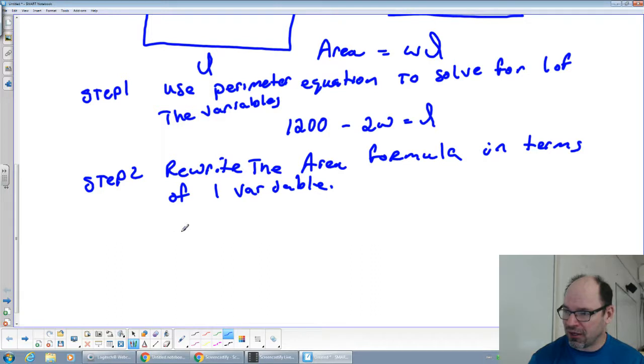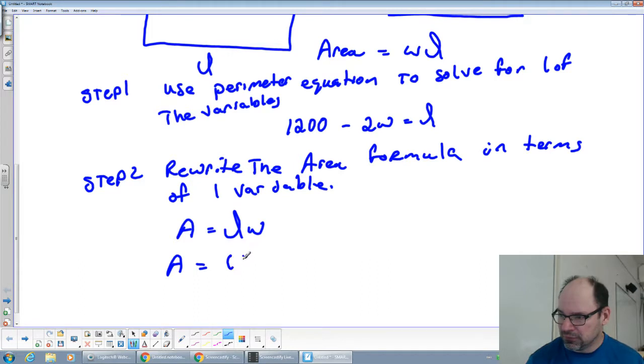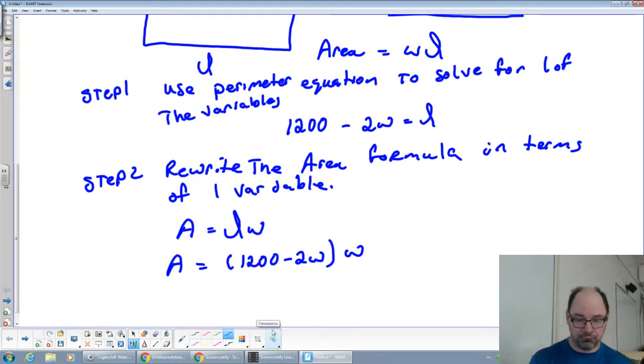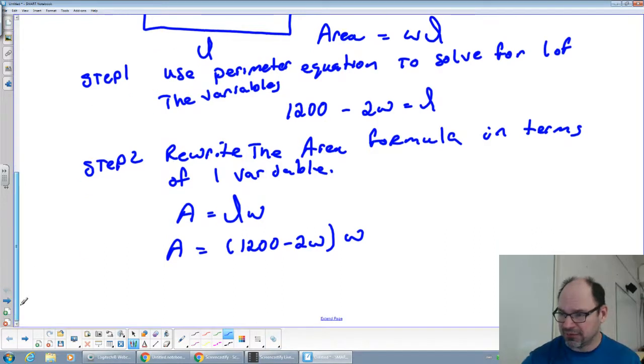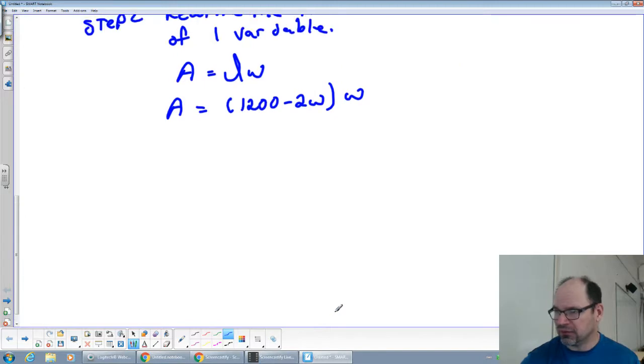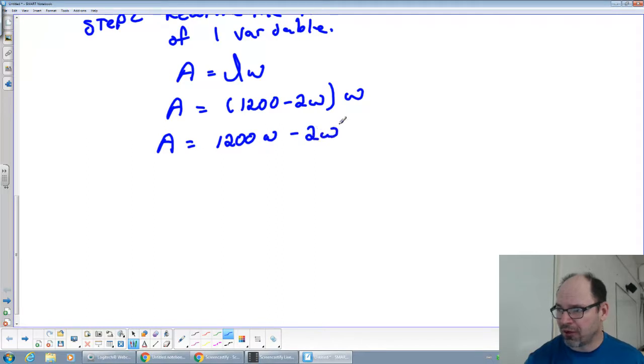So if I do that, we've got area equals length times width. Put in the W, so area equals length, which is 1,200 minus 2W, times W. Okay, so I'm going to simplify that using distribution: area equals 1,200W minus 2W squared.